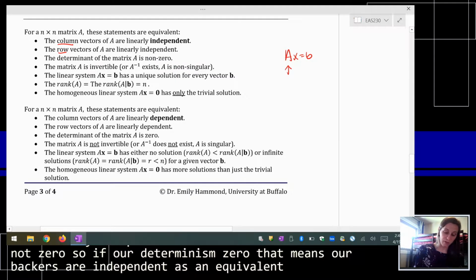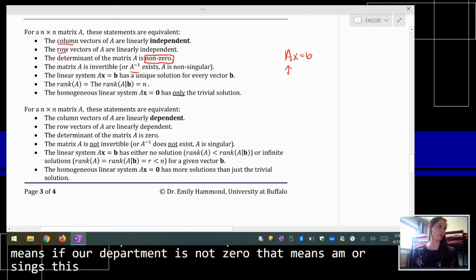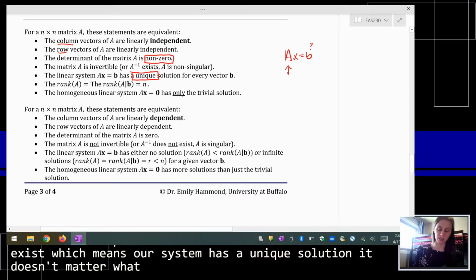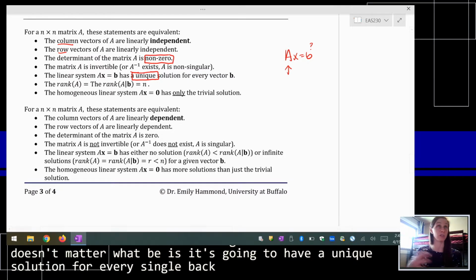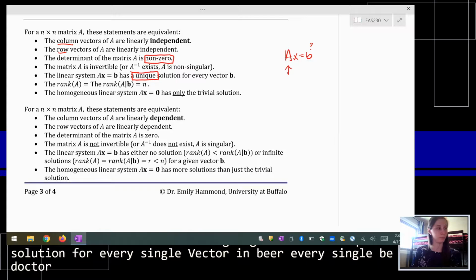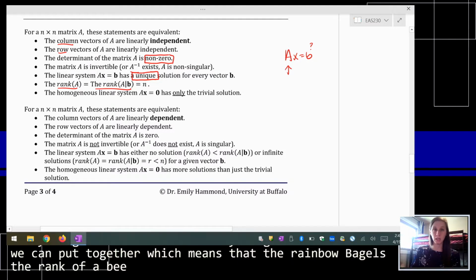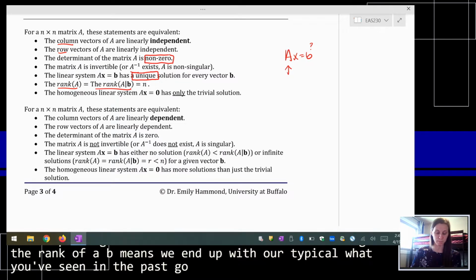Which also means if our determinant is not 0, that means A inverse exists, or A is invertible and non-singular. Which means our system has a unique solution. It doesn't matter what b is, as long as A is invertible. It's going to have a unique solution for every single b vector that we can put together. Which means that the rank of A equals the rank of [A|b]. It means we end up with what you've seen in the past, the typical Gauss elimination process.